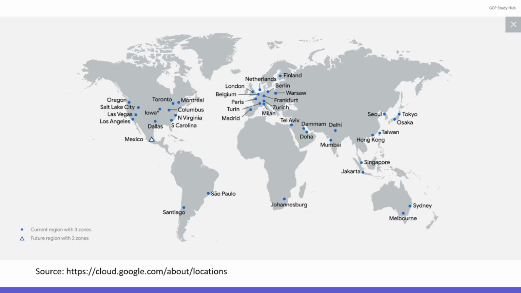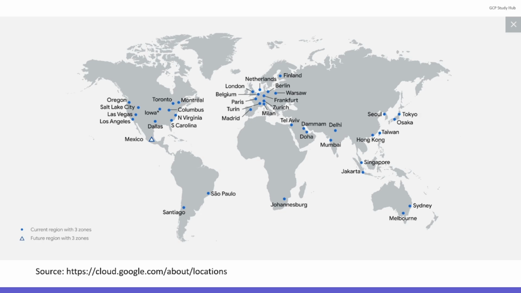This map gives you a clear picture of GCP's global reach. It's directly from Google's documentation. Each of these dots represents a region, which is a collection of data centers, not just one, but several working together in clusters. You can see how Google has placed these around the world, ensuring there is a GCP presence in a lot of the major areas. Obviously, there are parts that don't have it as much, but it's still impressive how much coverage GCP has.